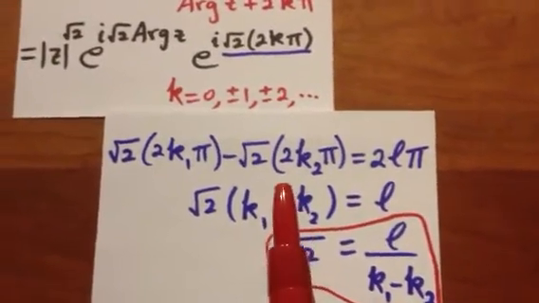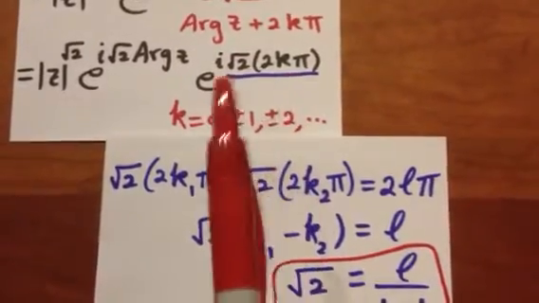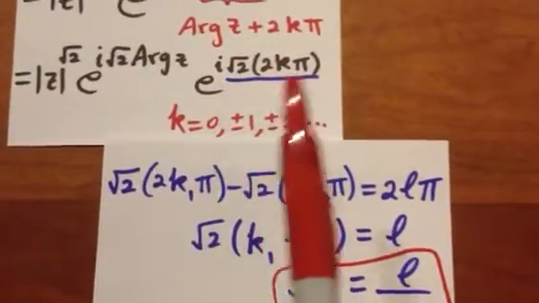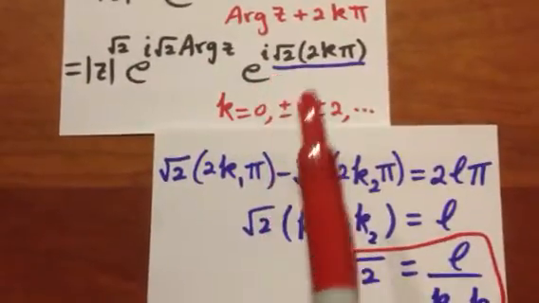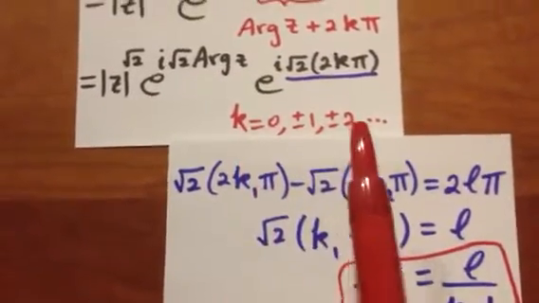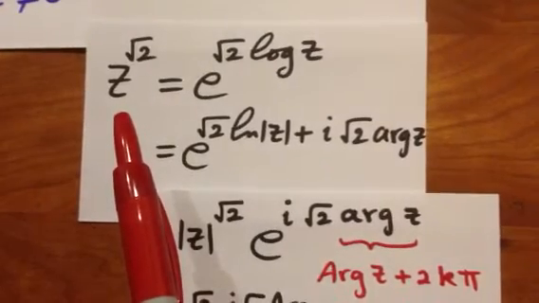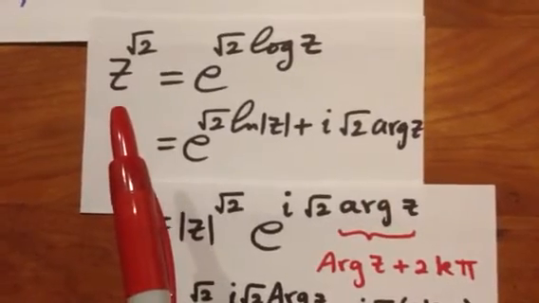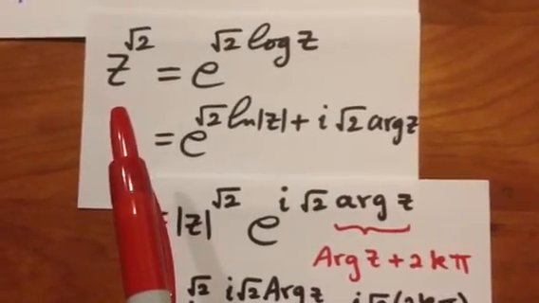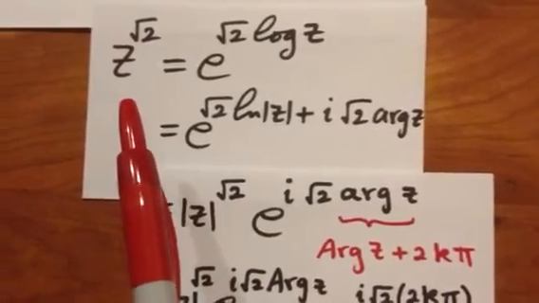Therefore, it is impossible to take two different k's and get the same complex number here. Therefore, all of these are different complex numbers, and there are infinitely many of them. So z to the square root of 2 is a multi-valued complex function, and it has infinitely many values for every complex number z except 0.